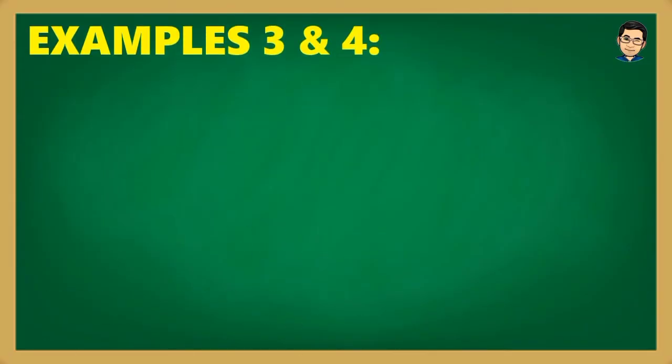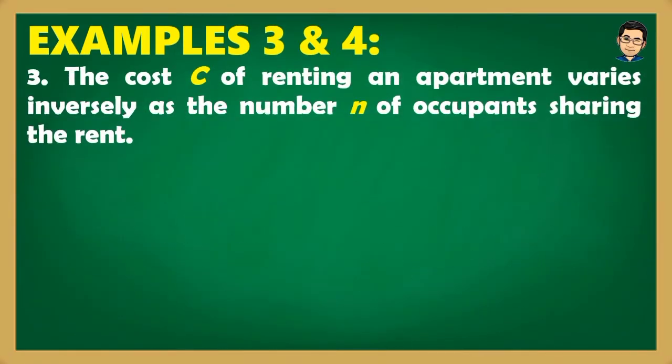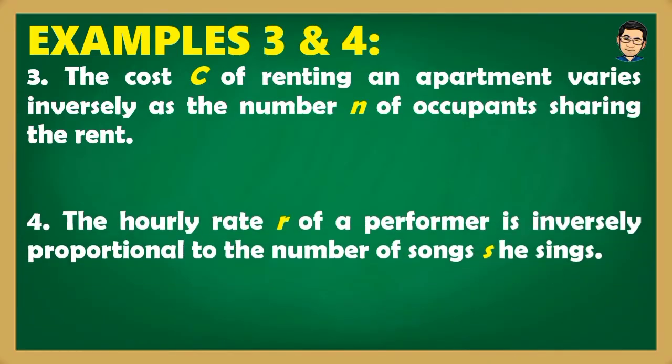So, for examples number 3 and 4, the cost C of renting an apartment varies inversely as the number n of occupants sharing the rent. So, yung cost ng apartment na rent is nakadepende sa bilang ng occupants. So, kung ilang katao yung mag-rent dun sa apartment na yon. So, pwede natin siyang isulat as C, capital C is equal to K over N. So, ito na po yung ating equation.